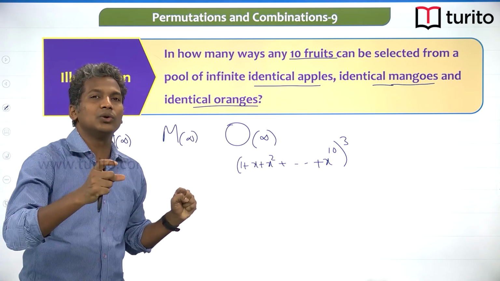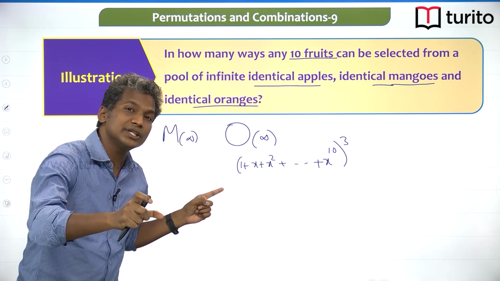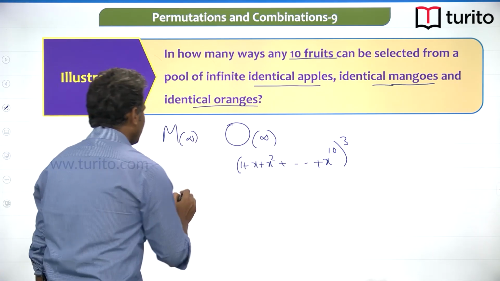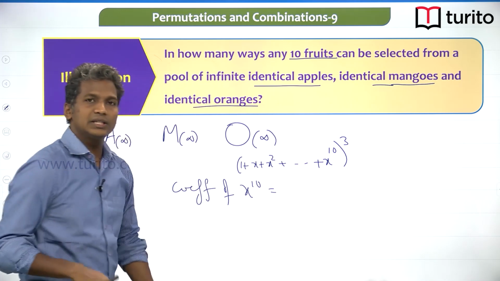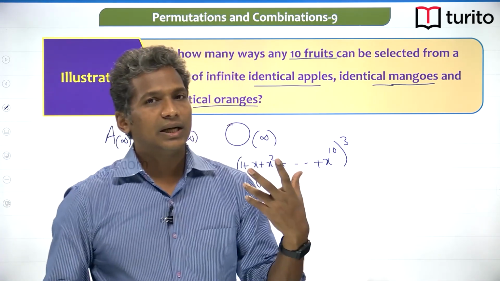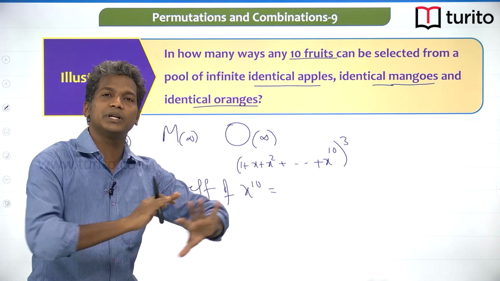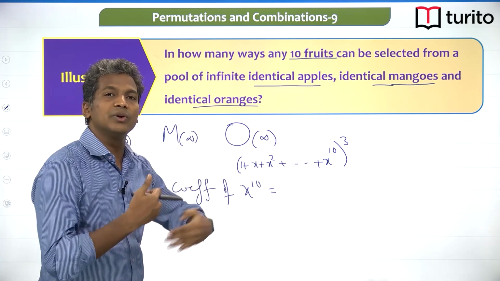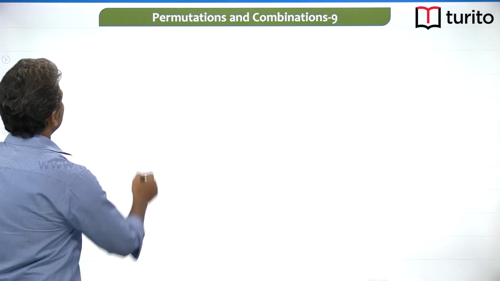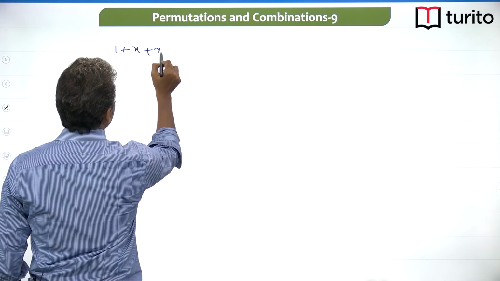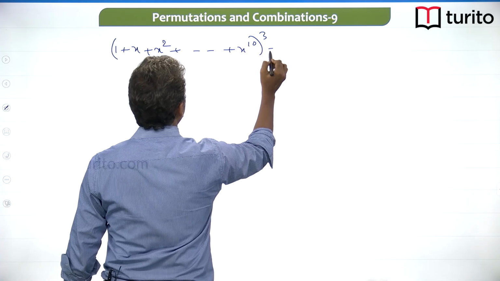And now what is our goal? Our goal is to select any 10 fruits. That means we have to collect the coefficient of x raised to 10. So our focus is on calculating the coefficient of x raised to 10. This will give us how many ways of selecting 10 fruits from here. Now till here the concept of permutation combination is over. Now the problem is going into the binomial theorem. So let us evaluate this using binomial theorem. So we have 1 plus x plus x square till x raised to 10, whole raised to 3.